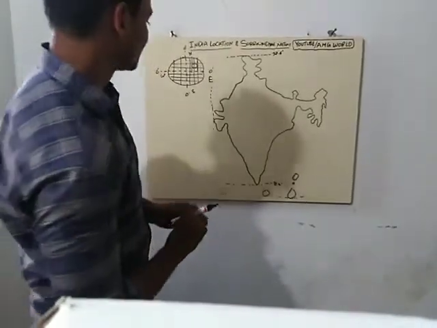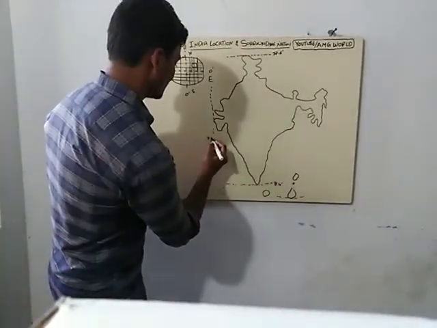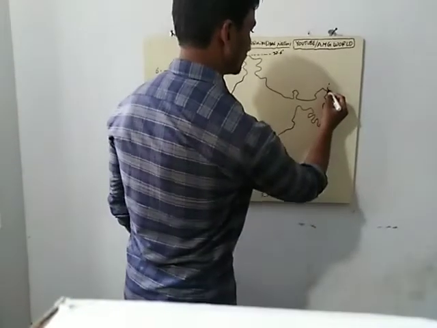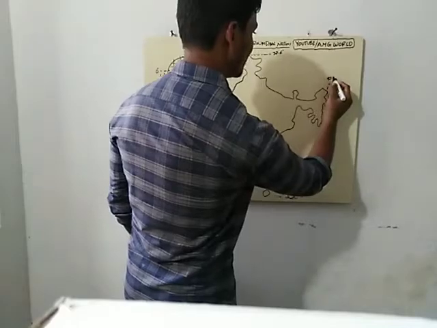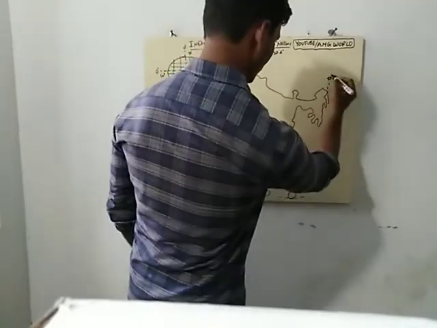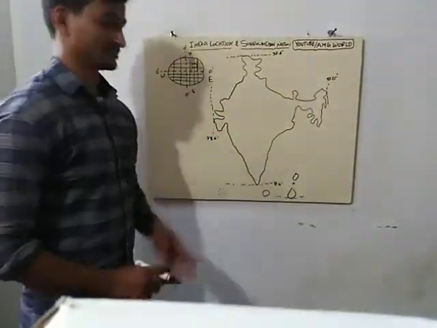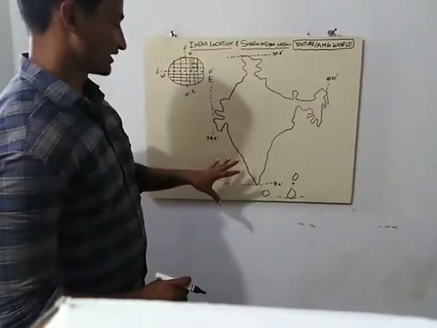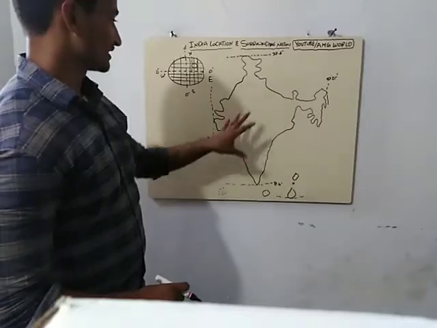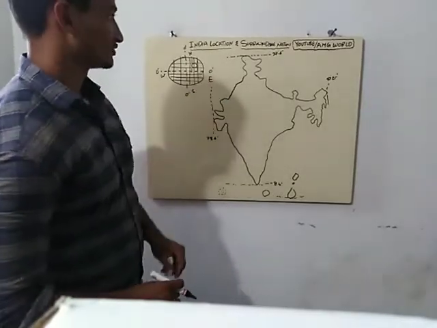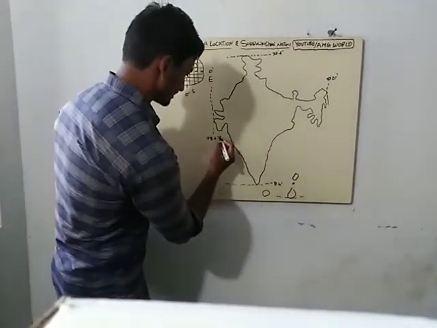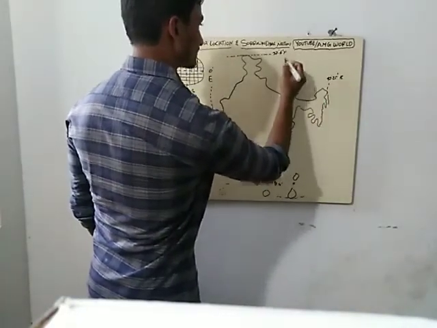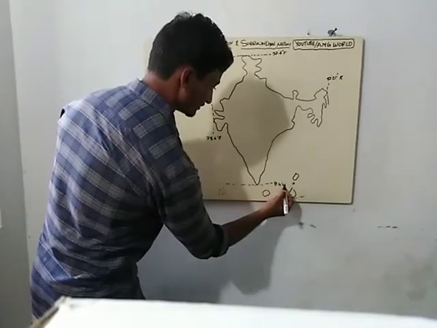India spreads from 78 degrees 6 minutes to 97 degrees 25 minutes. By seeing this latitude and longitude, we can say that India is present in this particular position. This one is the eastern side, and this one also the eastern side. This is the north side, and this is also the north side.